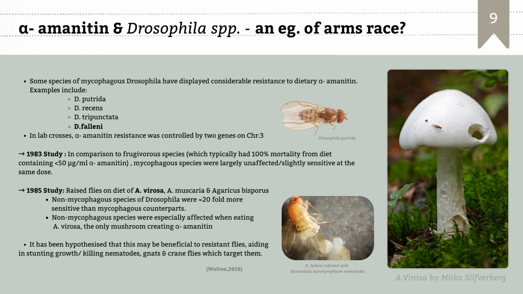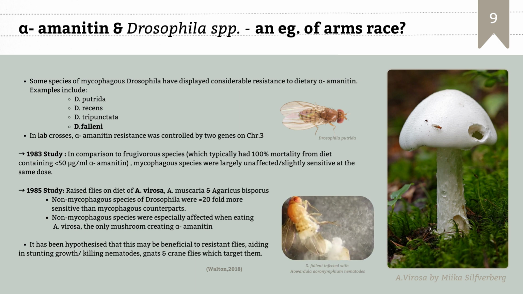So there's an interesting relationship between alpha amanitin and Drosophila species. Some species of mycophagous Drosophila, so fruit flies that are fungus eating, have displayed considerable resistance to dietary alpha amanitin. Some examples are listed below, and D. phalloides especially has been looked at quite a lot. And in lab crosses, alpha amanitin resistance was controlled by two genes on the third chromosome in fruit flies.